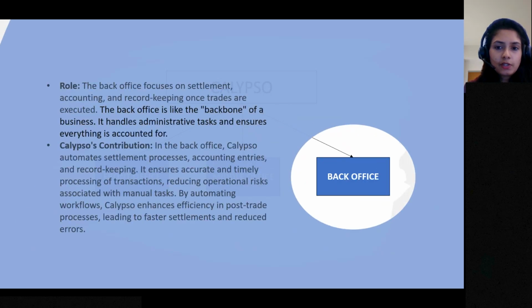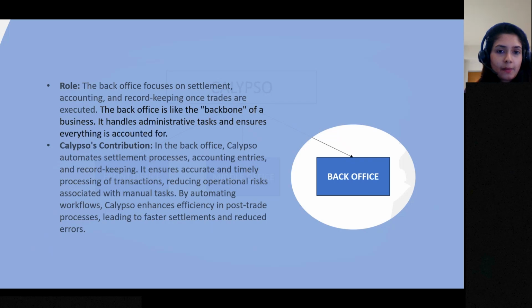Now we move on to the back office. We saw the face of business, we saw brain of the business, and now we have the backbone of the business. So all three components are very useful. You cannot just have face of the business. You cannot just have backbone of the business. All three components are equally important.